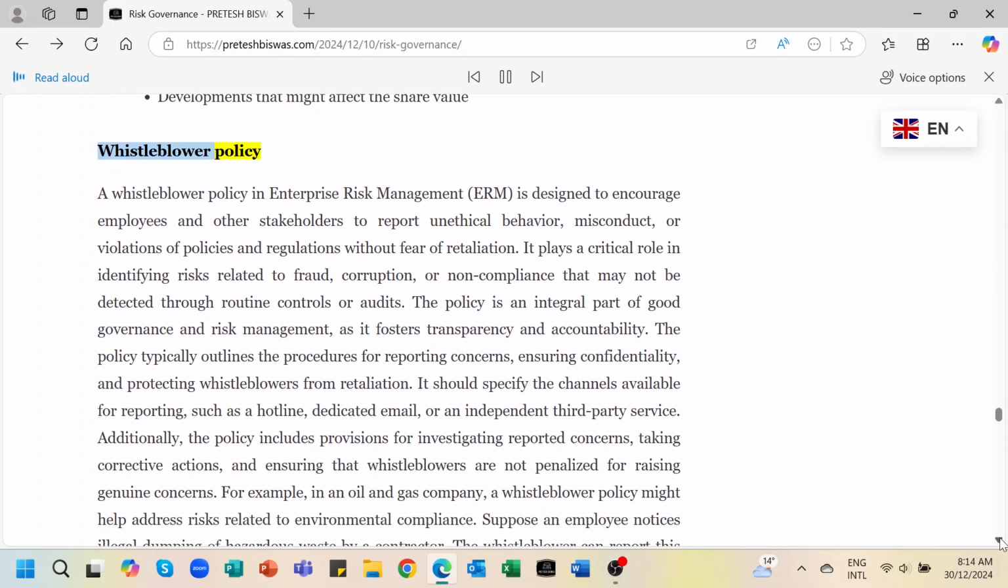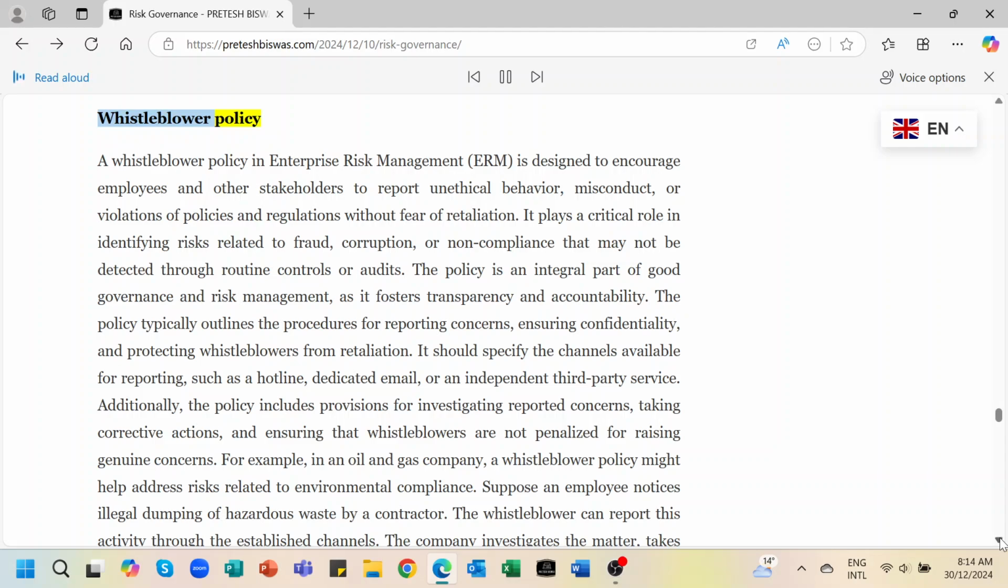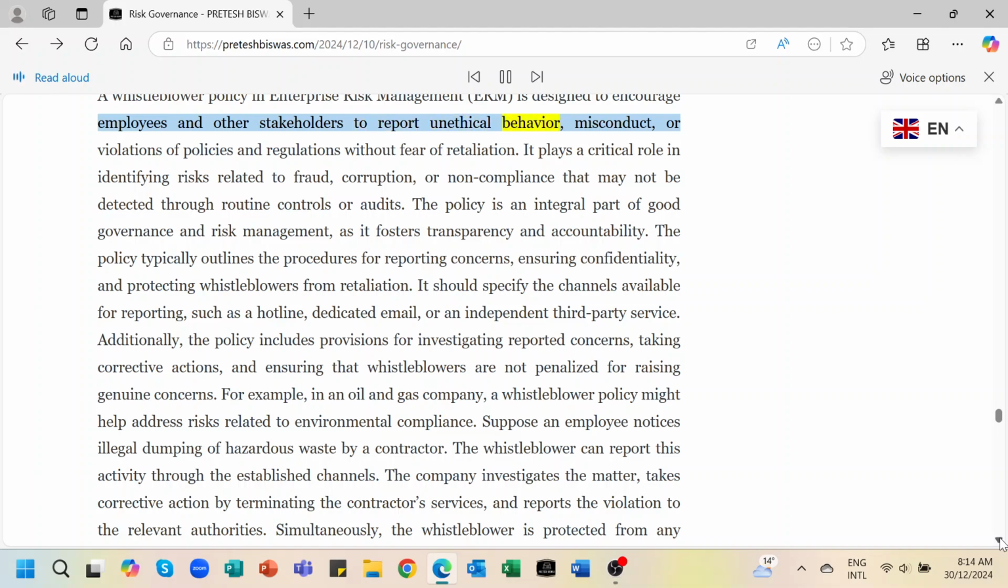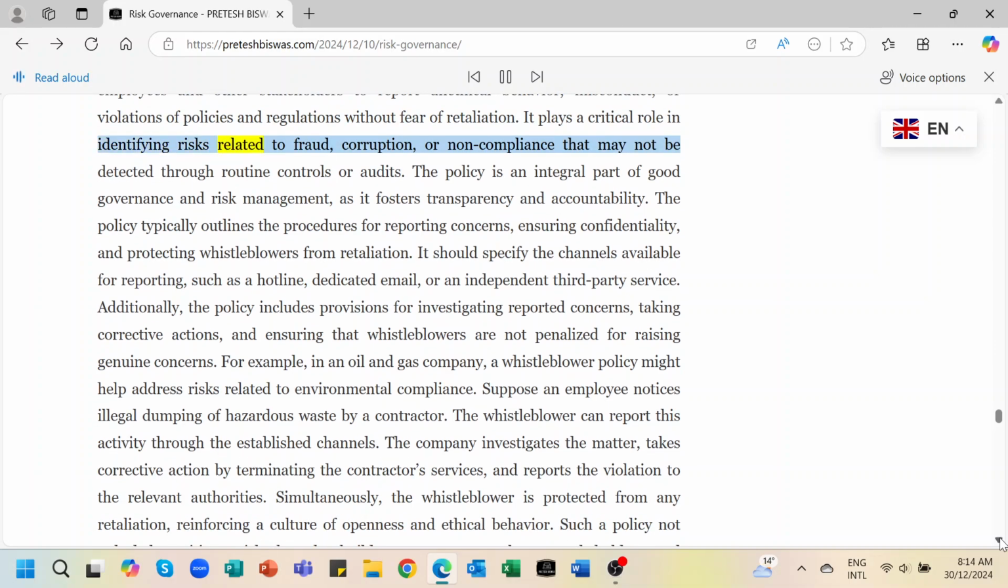Whistleblower policy. A whistleblower policy in enterprise risk management, ERM, is designed to encourage employees and other stakeholders to report unethical behavior, misconduct, or violations of policies and regulations without fear of retaliation. It plays a critical role in identifying risks related to fraud, corruption, or noncompliance that may not be detected through routine controls or audits. The policy is an integral part of good governance and risk management, as it fosters transparency and accountability.